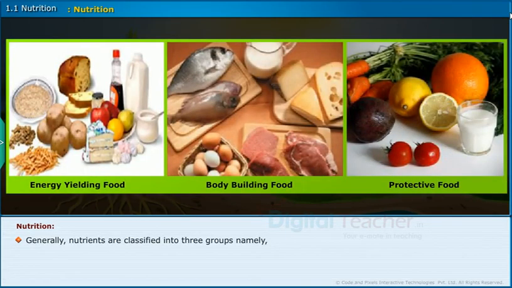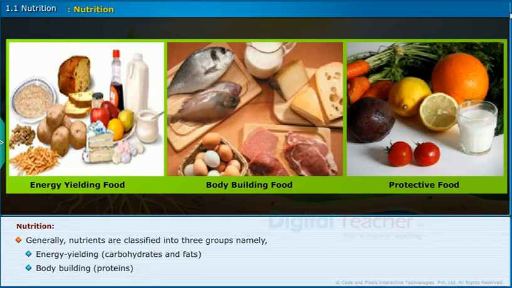Generally, nutrients are classified into three groups, namely energy-yielding carbohydrates and fats, body-building proteins, growth-regulating or protective.